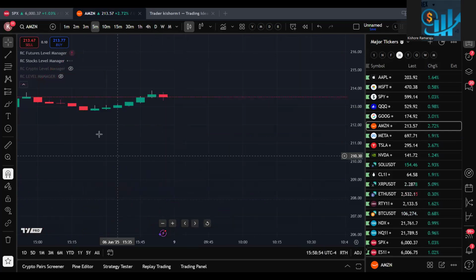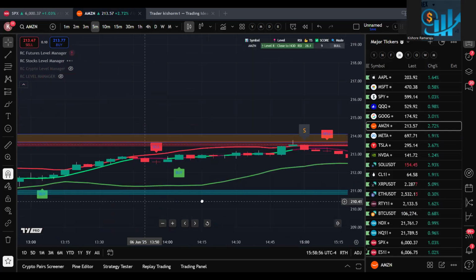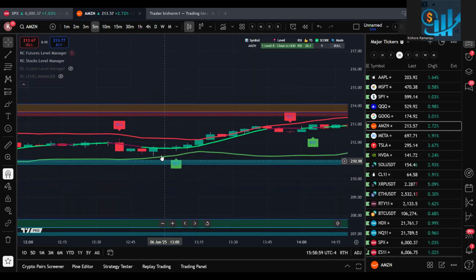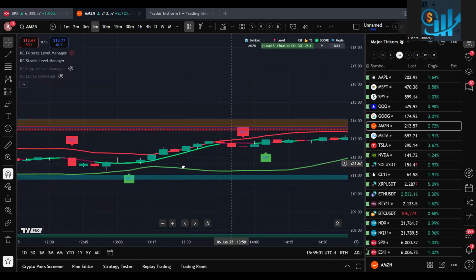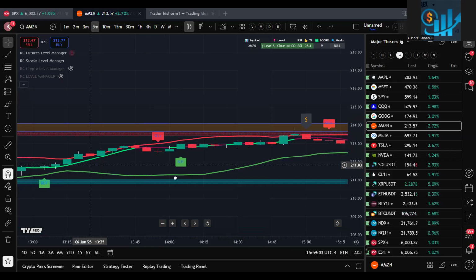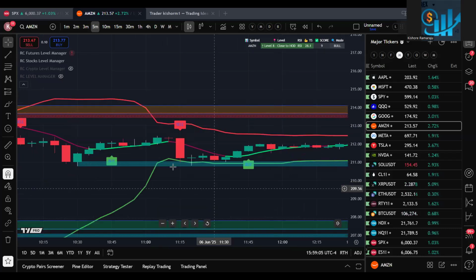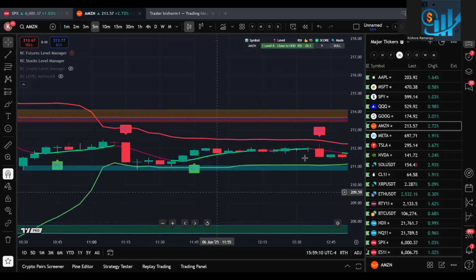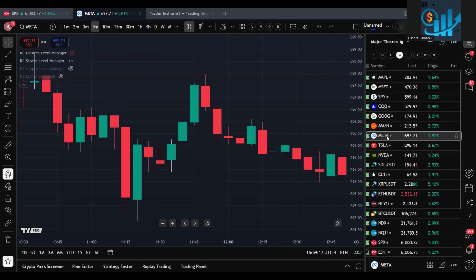Now in 5 minutes, whenever you get a buy signal, you can buy the calls. If you get a sell signal, you will avoid buying the puts. Right? Let us go and look at it.